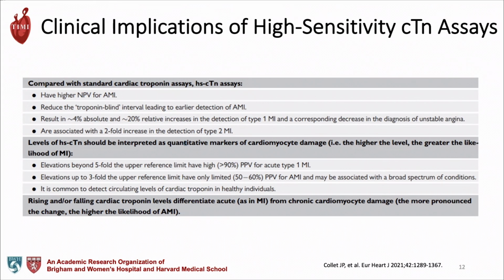And as a consequence of this, we actually do detect more type 1 myocardial infarctions with high sensitivity troponin assays, which is the major reason that they've been adopted in practice. The flip side is that there's also an increase in the detection of type 2 myocardial infarctions. And so that's when the clinical judgment comes into play in interpreting high sensitivity cardiac troponin assays.